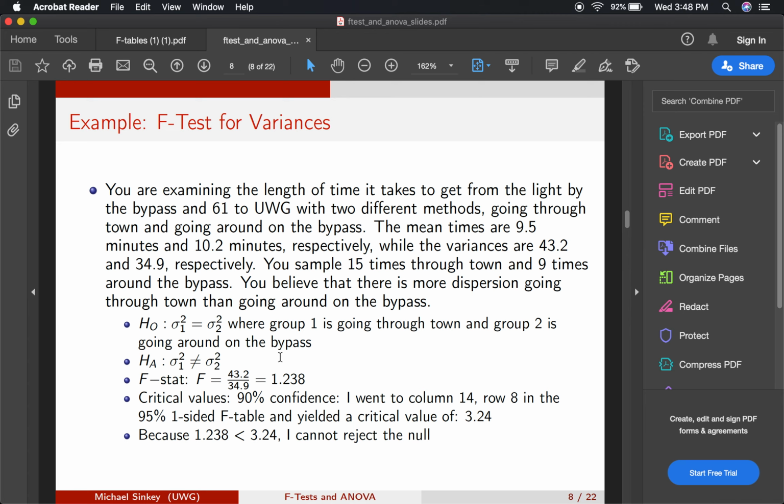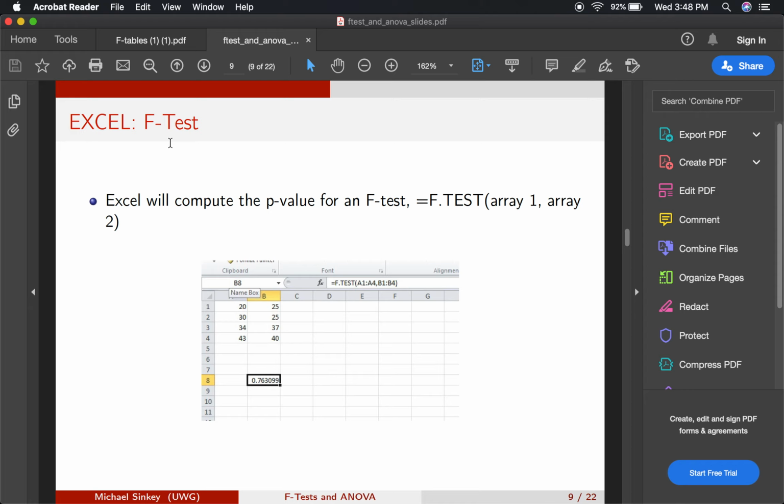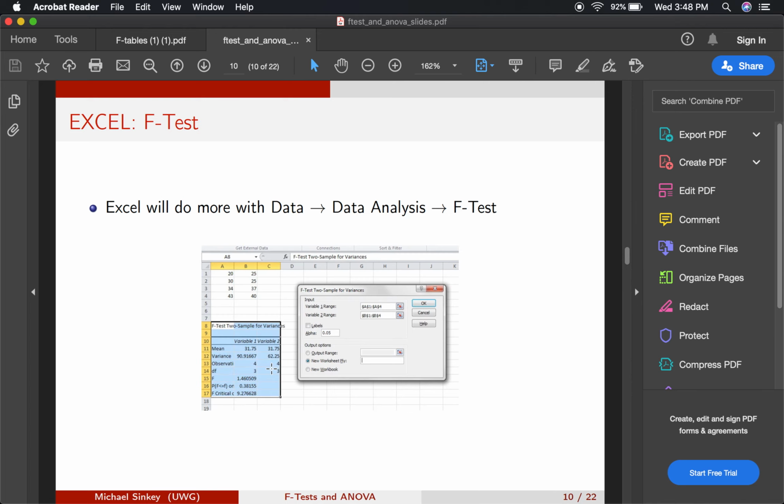There are 4 pages for each confidence level. For this class, we're only going to do 90%. Now, Excel will do this for you. You can do an F-test, and it will compute a p-value for you. And it will do a little bit more with the data analysis F-test, and you can see that right here.